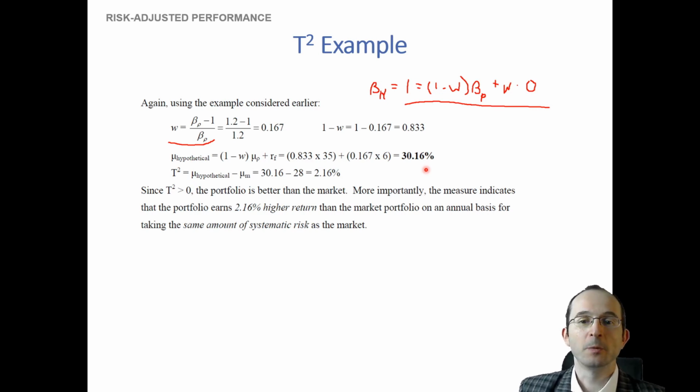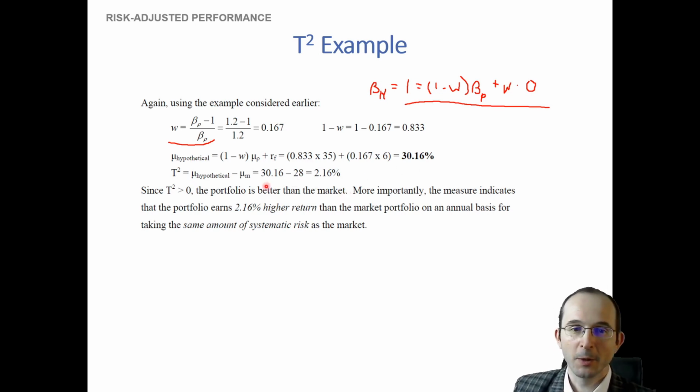And now finally, we can create this percentage-based risk-adjusted comparison by saying that, on a risk-adjusted basis, our portfolio has, with the same systematic risk as the market, an expected return of 30.16%. The market has 28%. We beat the market by 2.16% on a systematic risk-adjusted basis. Remember, not total risk in this case, systematic risk only, by 2.16% per year.